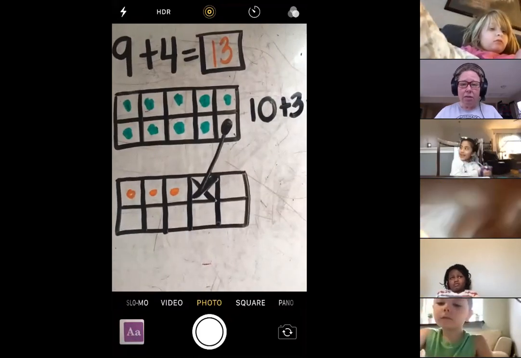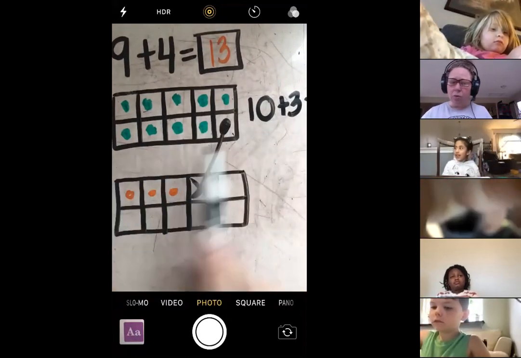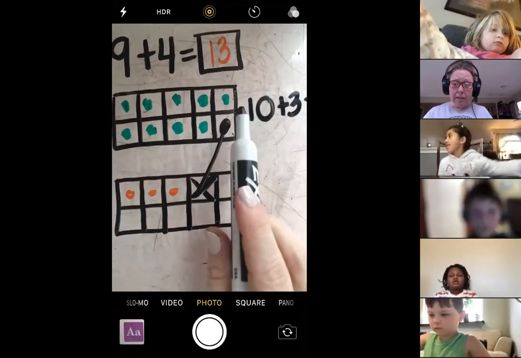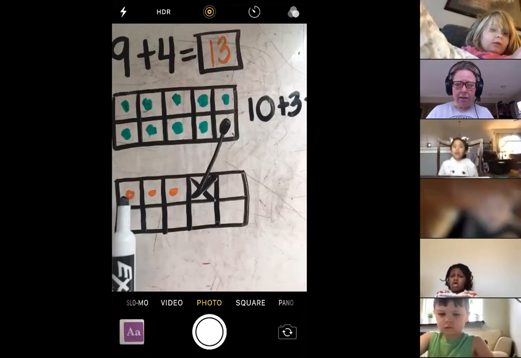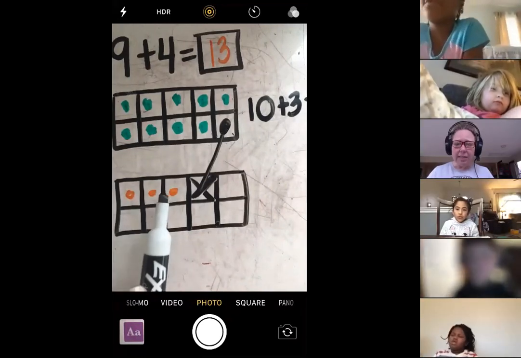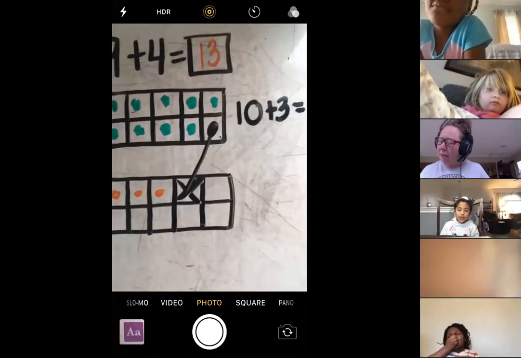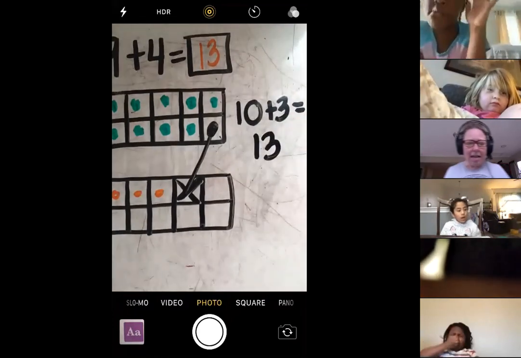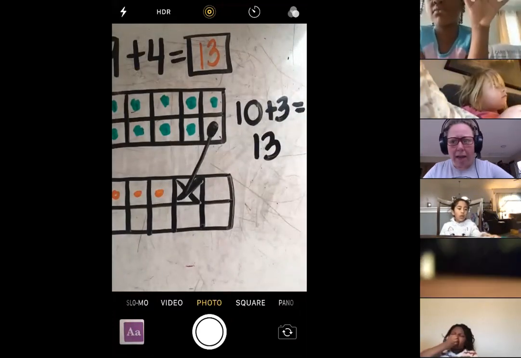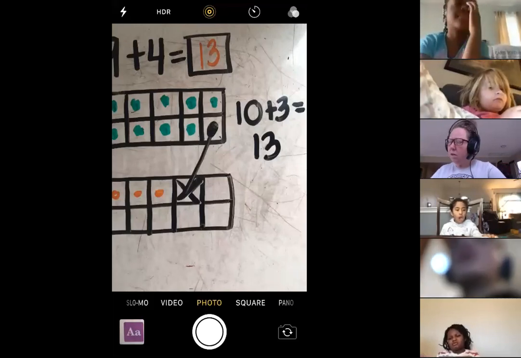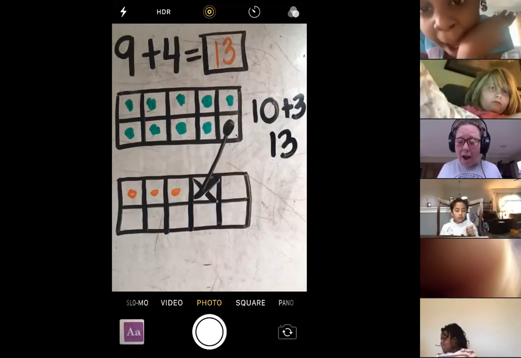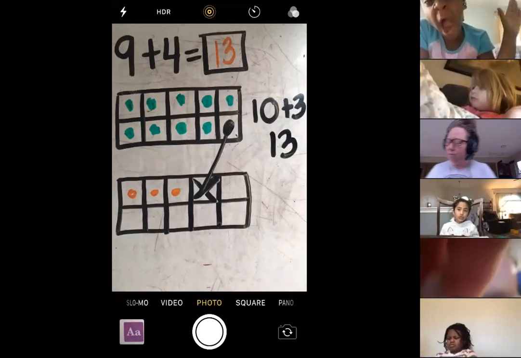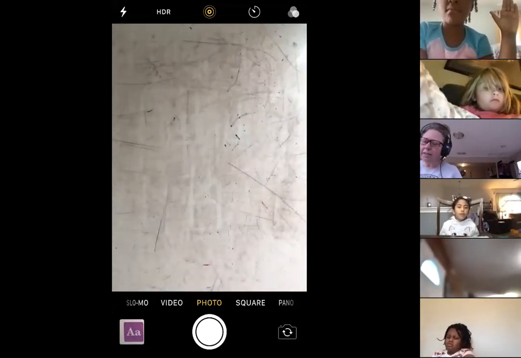Let's see if that equals the same amount. Are you ready? So let's use the count on strategy. How many do we have right here? 10. Ready? Here we go. 10, 11, 12, 13. Did we get the same answer? Yes. Does it matter what strategy you use? So what's the most important thing? That you get the right answer. That's right. So you can use whatever strategy you like best.